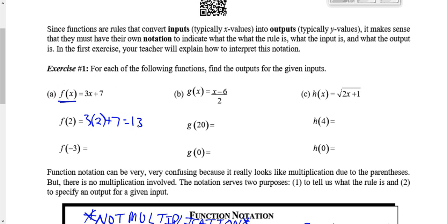Okay, what does this say right here, everybody? f of negative 3. Is that multiplication? No. So wherever we have an x, this tells us to replace it with negative 3. That's all. So 3 times negative 3 plus 7. That's negative 9 plus 7, which is negative 2.